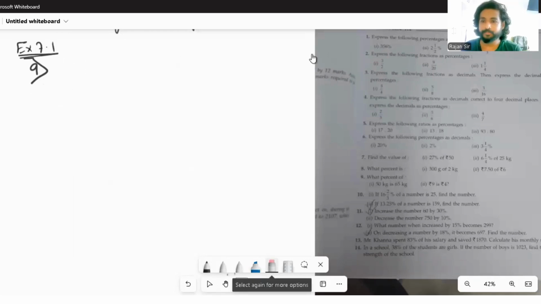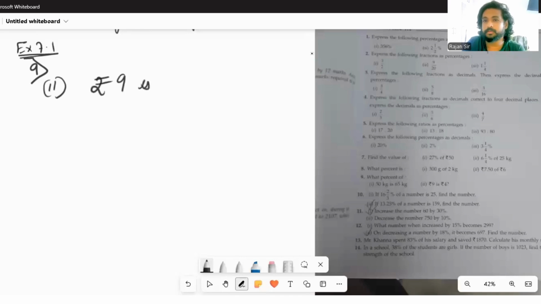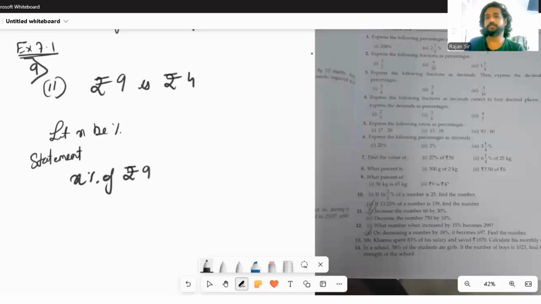Remember, question number 9, second. We have rupees 9 is rupees 4. Okay? So how do we make the statement? x percent of 9 rupees will be equal to 4 rupees. So now how do we convert this? We have x upon 100 into 9 will be equal to 4.